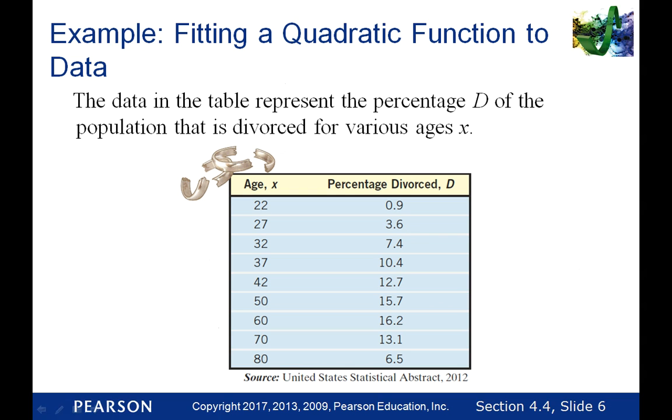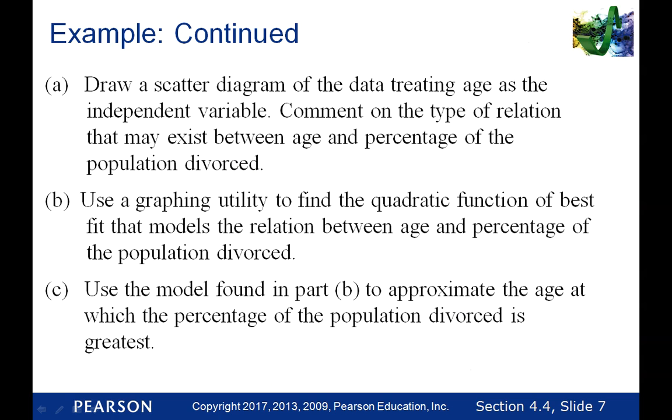All right. Example 2 right there, so flip over to that one. We have a list of data here. We want to fit a quadratic function. This is that quadratic regression that I just showed you. You're going to put these numbers into L1, these numbers into L2. Put the X values, age, into L1, and the percentage divorced into L2. Then look at the scatter diagram of that.